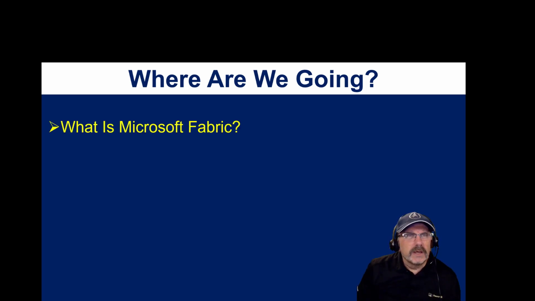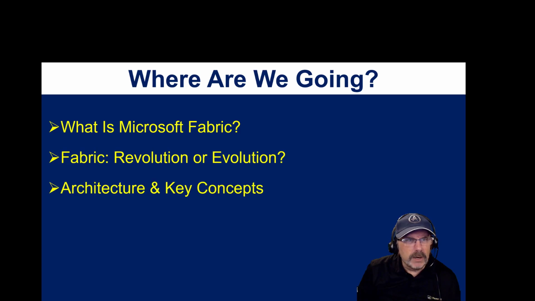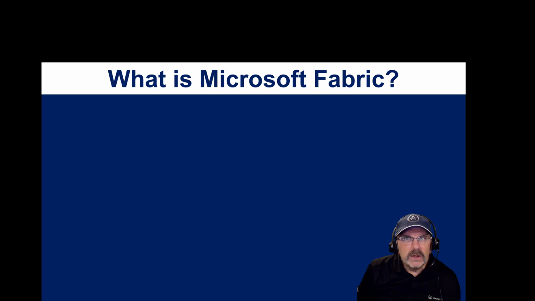So where are we going? We'll start with what is Microsoft Fabric. Then we'll go into whether it is a revolution or evolution, and we'll talk about the architecture and background of Fabric. Then we'll get into more of the architecture and key concepts. So this video is really pivotal to getting your head around what Fabric is. Now in my last video I walked through the user interface and explained how to use it, but if you don't understand what it is and the whole point of it, then you're not going to get much out of that. So you need this video to work with the previous video. Then we'll wrap up.